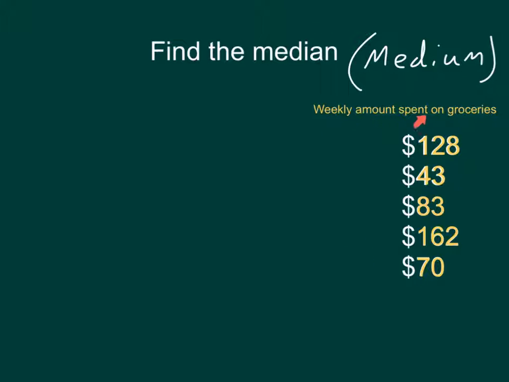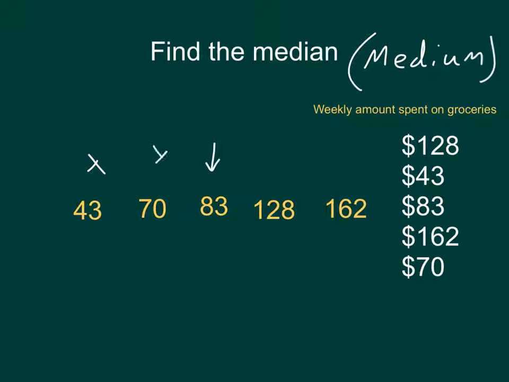So this is the weekly amount spent on groceries by 5 different families. I want to put these in order of least to greatest. So I'm going to go 43, and then 70, and then 83, 128, and 162. Now what I need to do is find the middle number, and I can see that 83 is the number in the middle, right? There's 2 on that side, there's 2 on that side. So the median number for this would be 83.